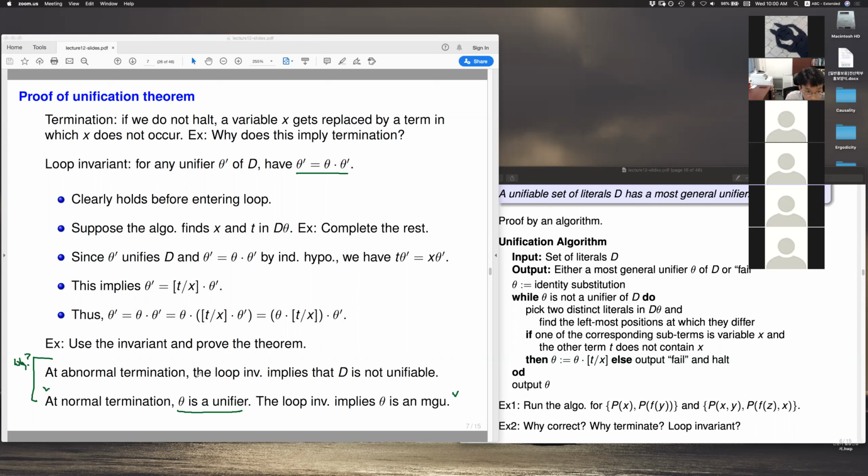For the other case, the abnormal termination, which means the algorithm returned fail, we want to conclude that D is not unifiable. How do we do it? We can do it by contradiction. Suppose D is unifiable. Then we want to find a contradiction, so that D can't be unifiable. That's what we want to prove. Suppose D is unifiable, then there is a unifier theta prime.